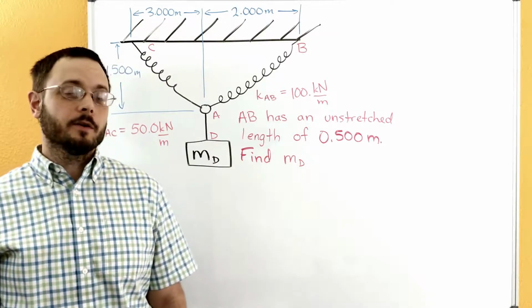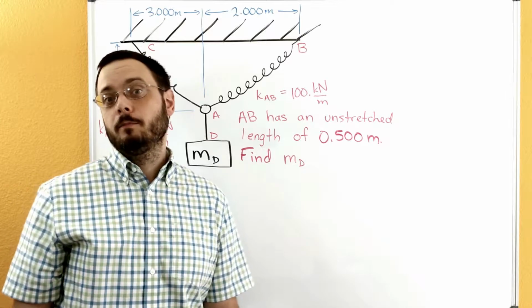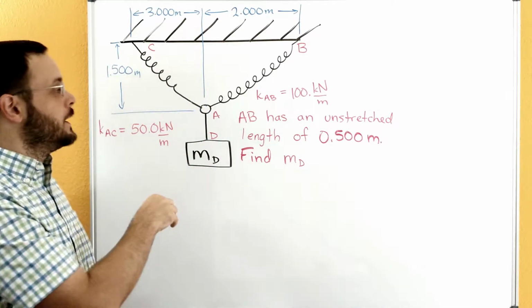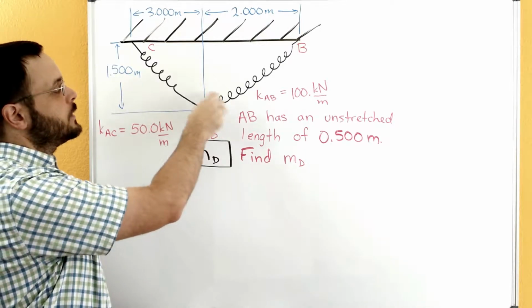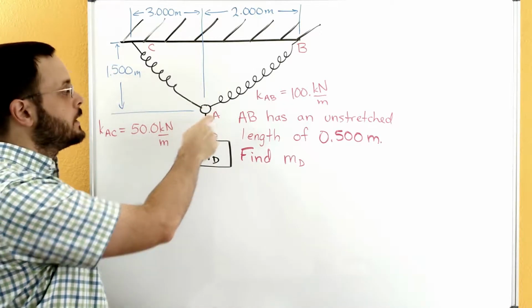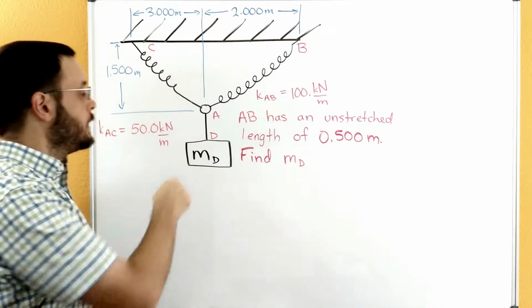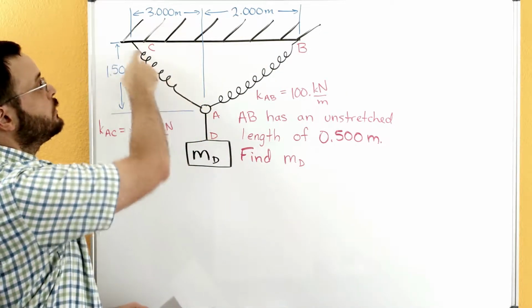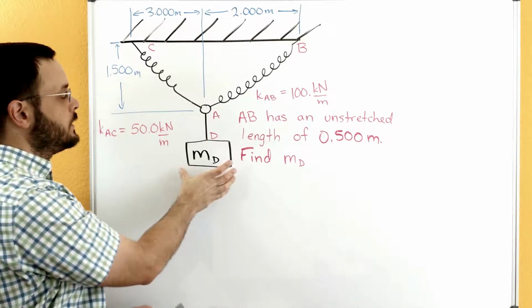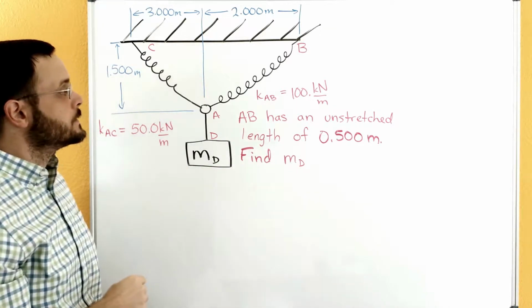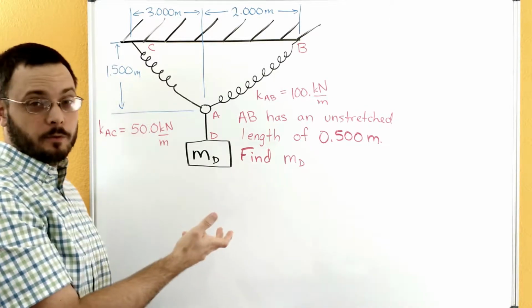So we're still working on 2D, our planar particle equilibrium, but now we have a problem that has springs in there. So we've got this system where everything connects together at A. We've got a spring going from A over to the ceiling at B. We've got a spring going from A over to the ceiling at C. And then we have a mass here at D that we want to solve for. So let's take a look and see what other information.